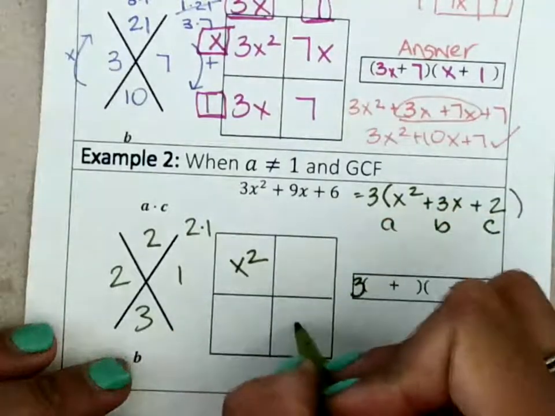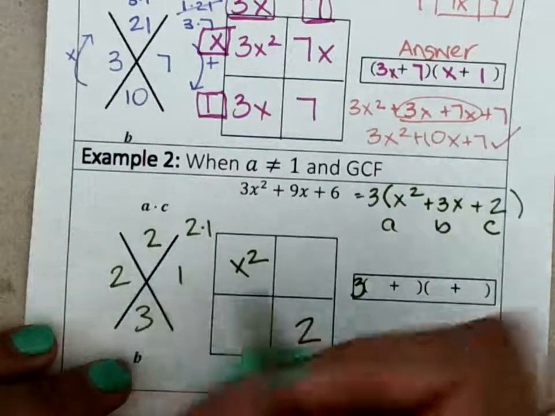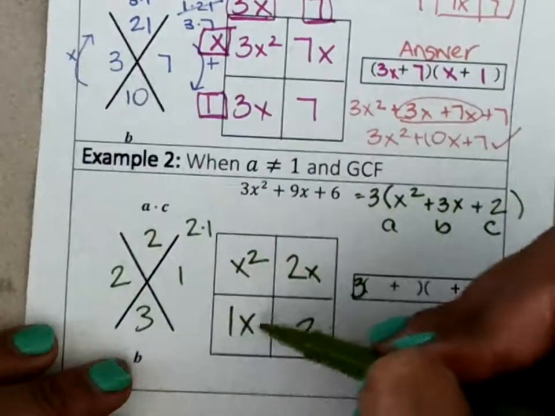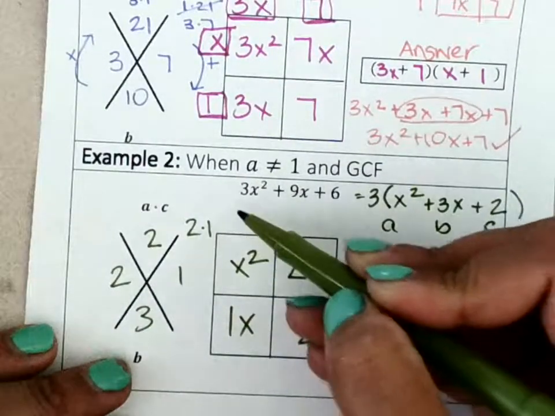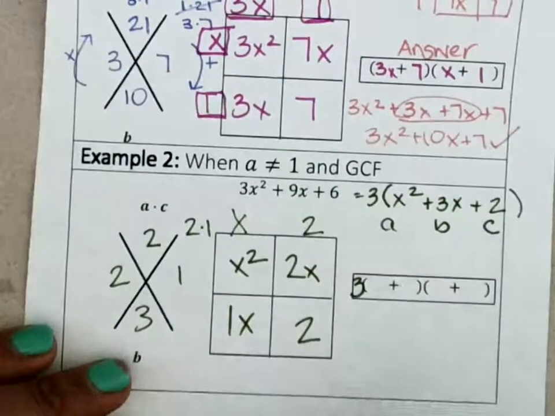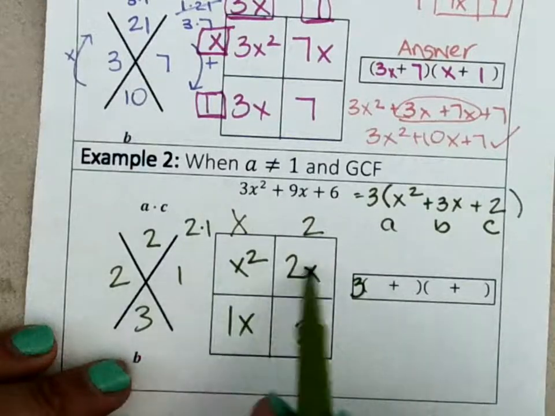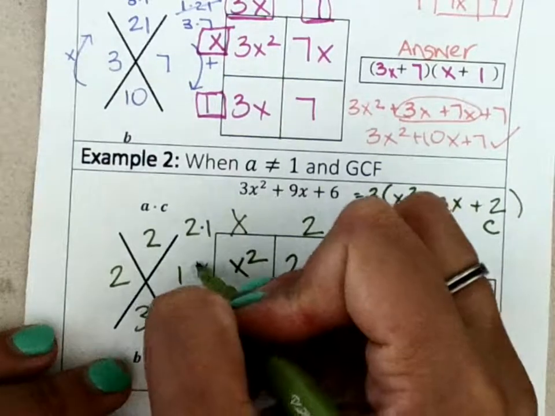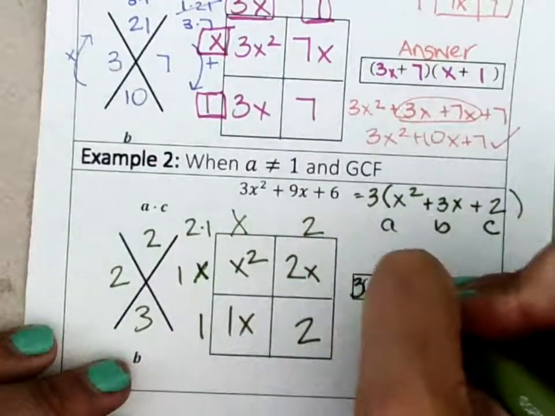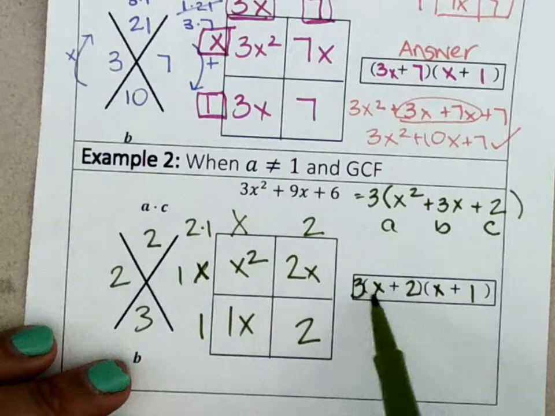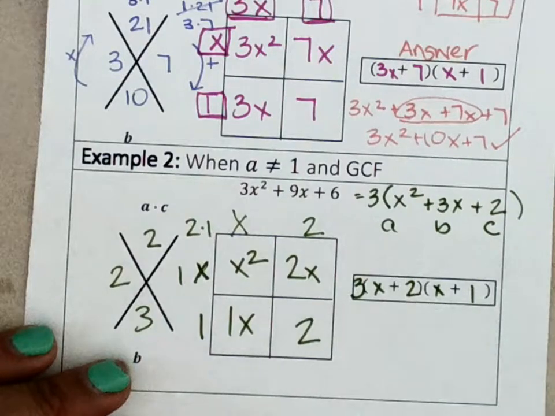If we wanted to use the box, we would use 2x and 1x. From this column, we could factor out an x. From this column, we could factor out a 2. From this row, we could factor out an x. And from this row, we can't factor anything out besides a 1. So our final answer would be 3 times the quantity x plus 2 times the quantity x plus 1.